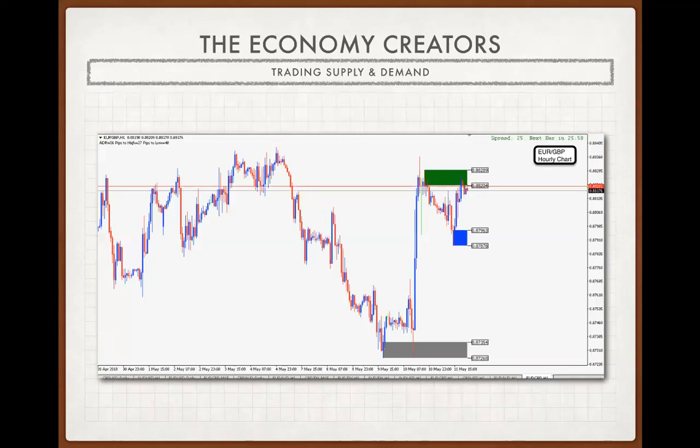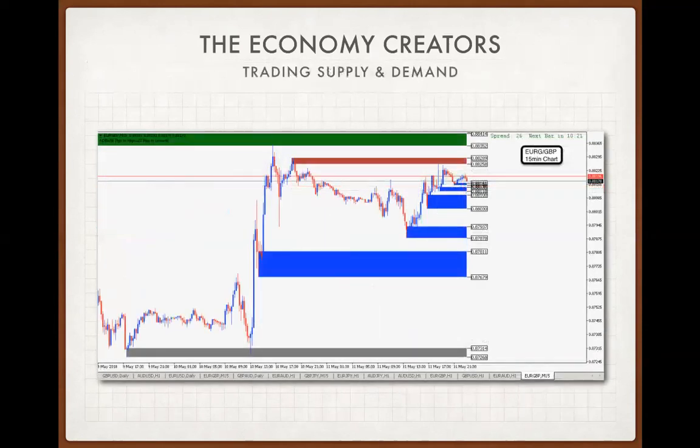Okay. And last but not least, here you have on your 15-minute chart, you have your retested supply, untested supply, several untested demand zones, and a retested demand zone. Price right now is currently buying up from demand.